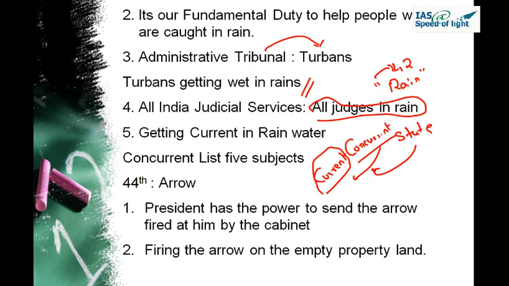Coming to the 44th Amendment Act, and 44th is RR, that is arrow. This 44th Amendment Act was enacted by the Janata government in 1978, to nullify the distortion made by the 42nd Amendment Act by the Indira Gandhi government during the time of emergency. So 44 is RR. 4 is R for us, R, and our picture for 44 is arrow.